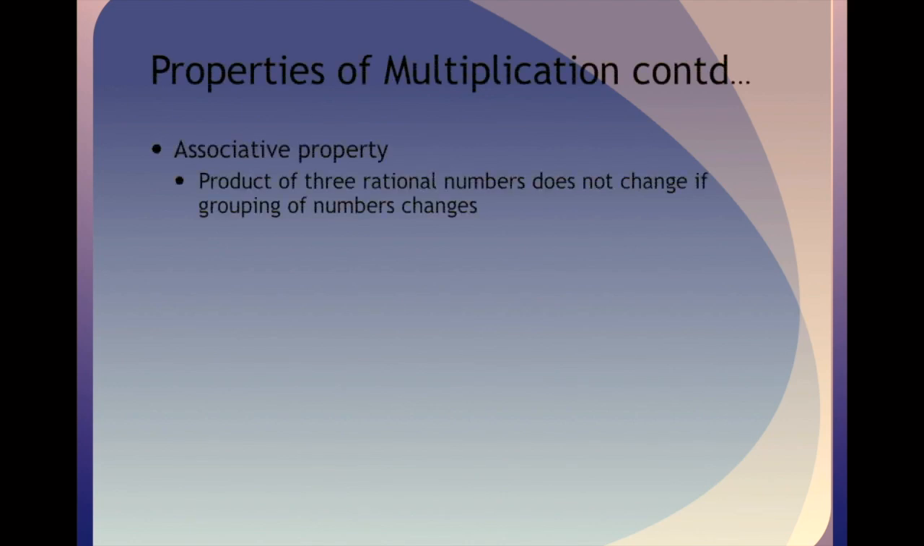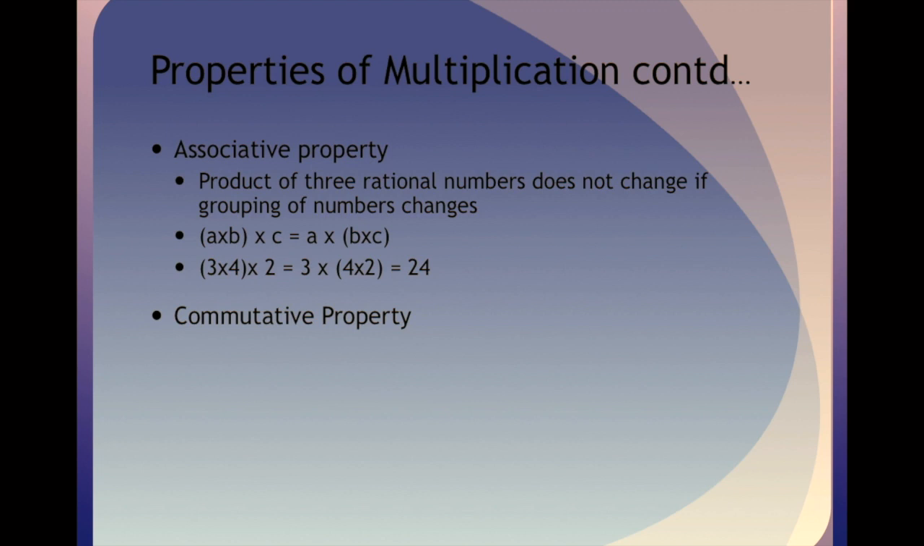Now let us discuss the associative property of multiplication. Again, in associative property what we were doing is just changing the groupings of the numbers. On the left hand side we are grouping a into b, and on the right hand side we are grouping b into c. On the left hand side we can see from the given example that 3 into 4 is 12, into 2 is 24. On the right hand side, 4 into 2 is 8, into 3 is 24. So in both cases the answer is 24. So associative property holds good in case of multiplication.